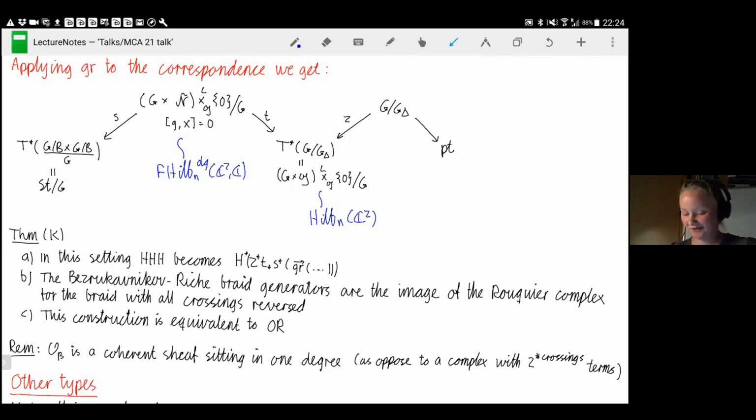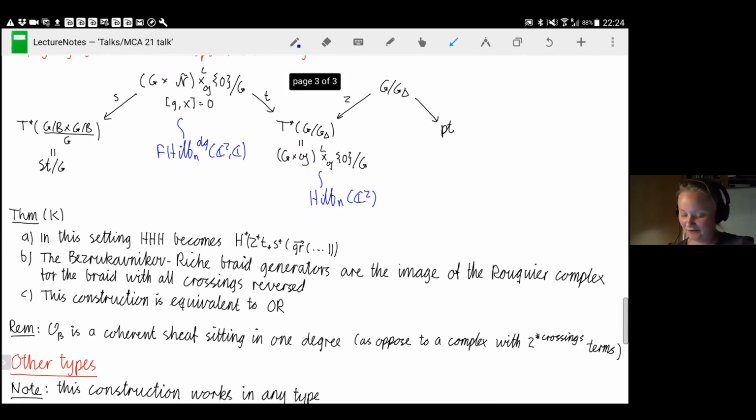But if you want to do another type, well, you don't have that embedding, so that completely falls apart. So if you do want to do other types, you really do need to work with the commuting variety, but with the group instead of the Lie algebra. And then you can play games.